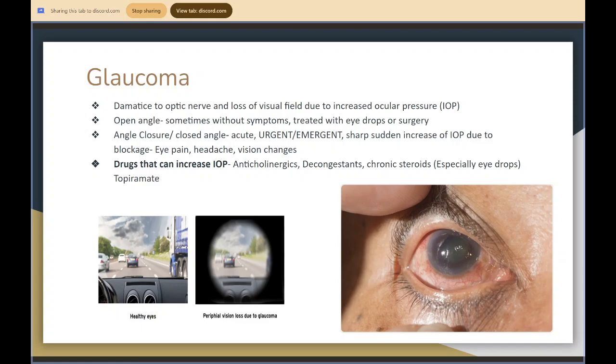So on the left side here, you'll see healthy eyes. I'm not sure if you can see the cursor of my mouse, but healthy eyes. And then with glaucoma, as you can see, you lose the periphery, similar to tunnel vision.